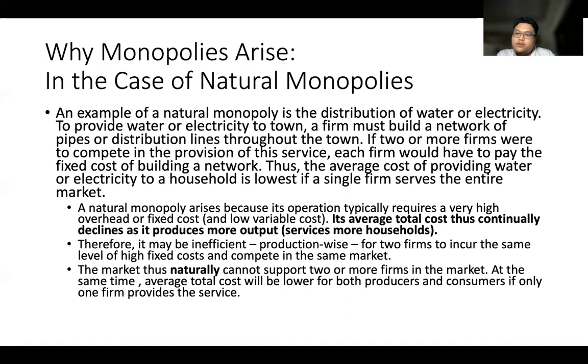Fixed costs are paid regardless of the level of production, right? So its average total cost continually declines as it produces more output. Therefore, it may be inefficient production-wise for two firms to incur the same level of high fixed costs and compete in the same market. So the market naturally can't support two or more firms. At the same time, average total cost will be lower for both producers and consumers if only one firm provides the service. That's why they're called natural monopolies.